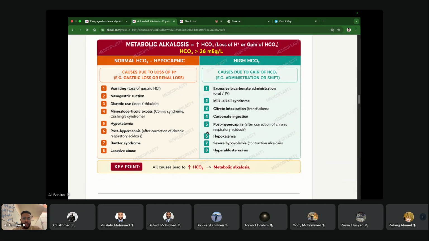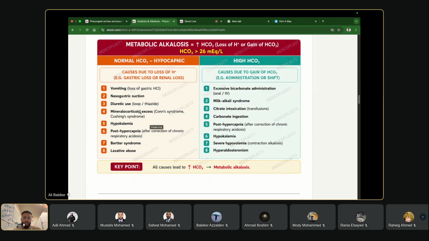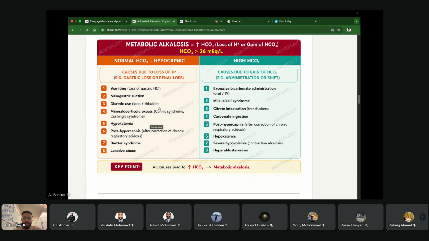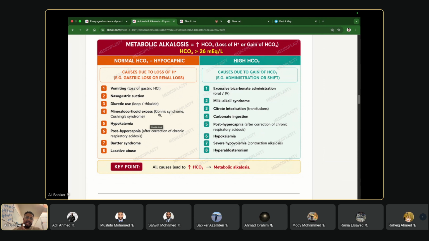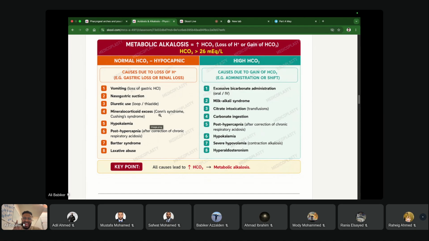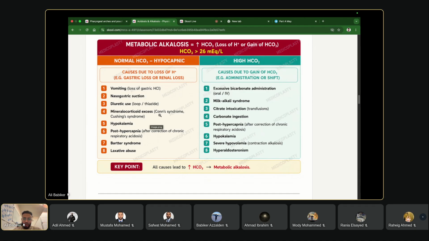Yes. Then also mineralocorticoids. Mineralocorticoids will lead to Conn syndrome and Cushing syndrome. We'll come to this in the endocrine. However, the idea of this is an increase in aldosterone, okay? And the aldosterone will make you absorb 2 sodium and lose 1 potassium.